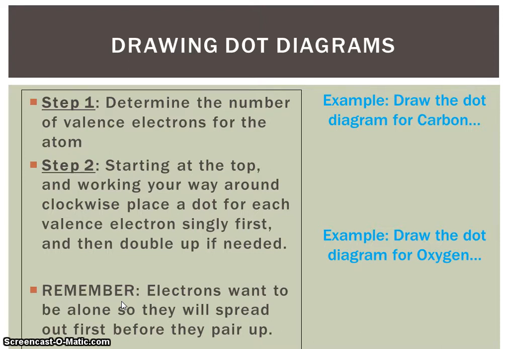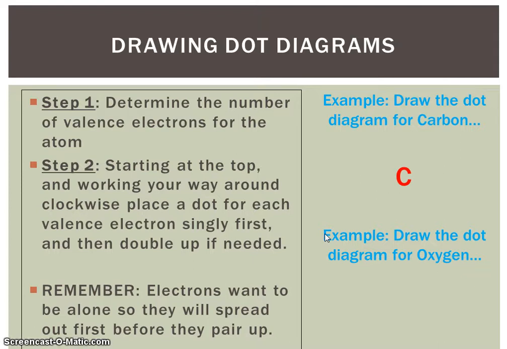The first step then is to determine the number of valence electrons that an atom has. So our example over here, we're going to draw a dot diagram for an atom of carbon. Okay, to start off with, we'll write C. We're going to have the symbol in the middle of our diagram, and C is for carbon. How many valence electrons does carbon have?